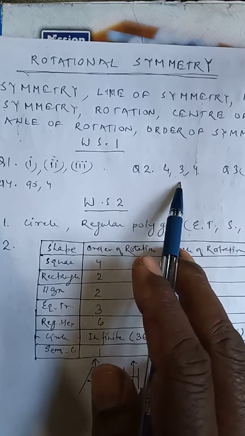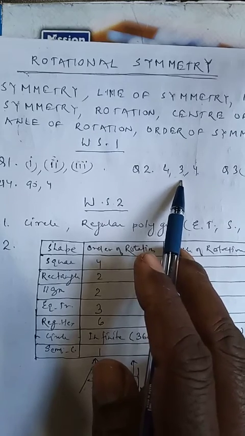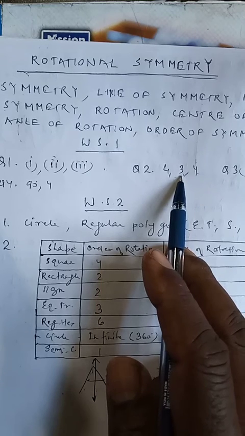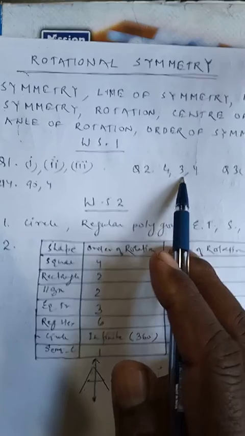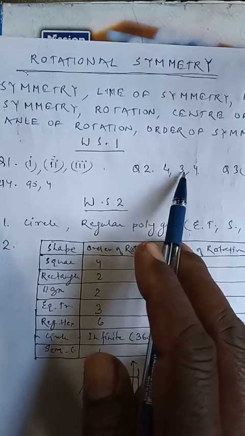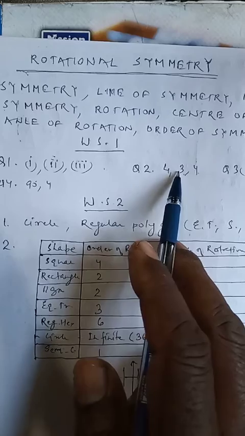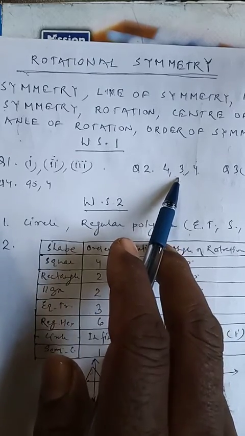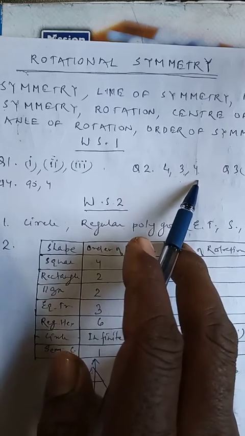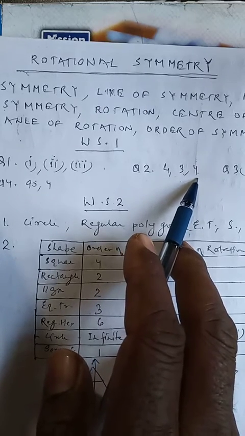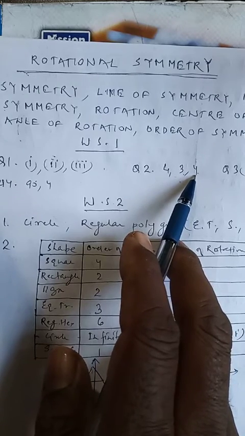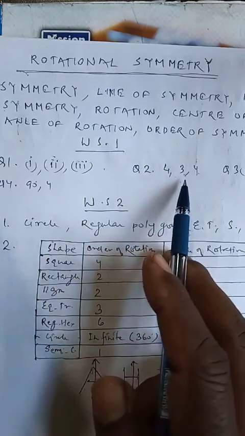In figure number 2, the angle of rotation is 120 degrees. If we rotate the figure by 120 degrees, we get the original figure again. So the quotient of 360 degrees and 120 degrees gives order 3. Similarly, in figure number 3, if we rotate it by 90 degrees, we get the same figure. So the order of symmetry is 4.